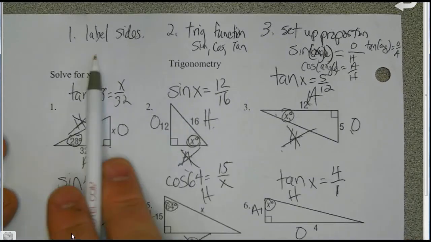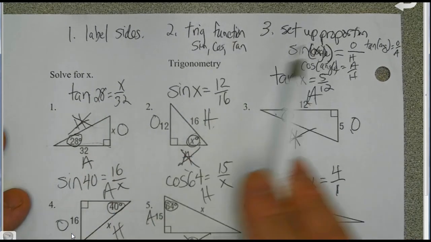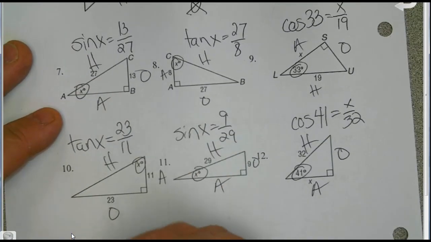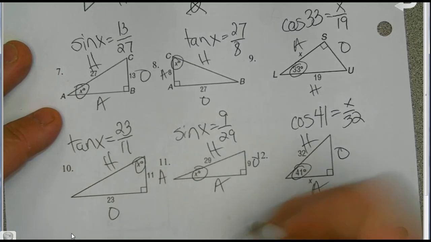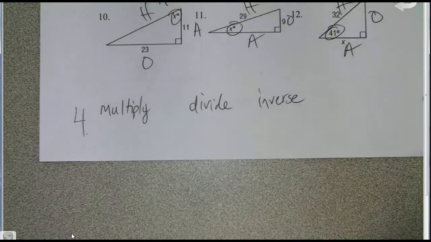So there are 4 steps like we talked about. The first is to label sides. The second is to pick which trig function. The third is to set the proportion. And then the final step is you have to decide: is it multiply, divide, or inverse? And here's where we have to decide.